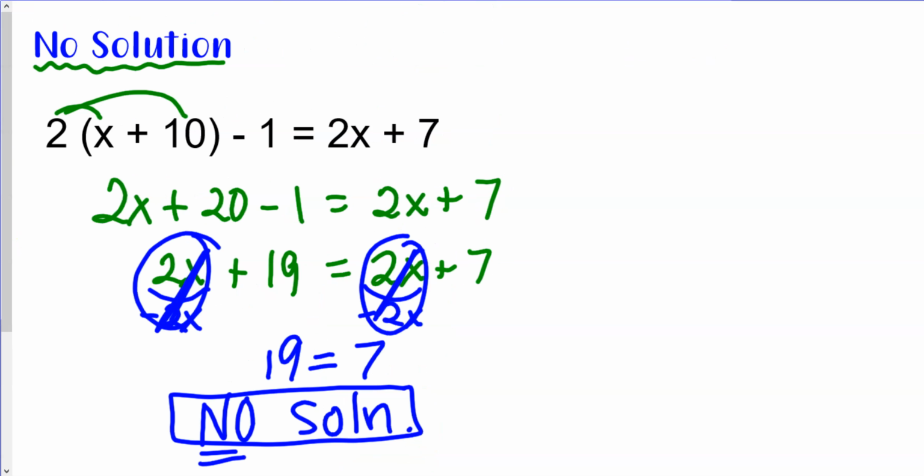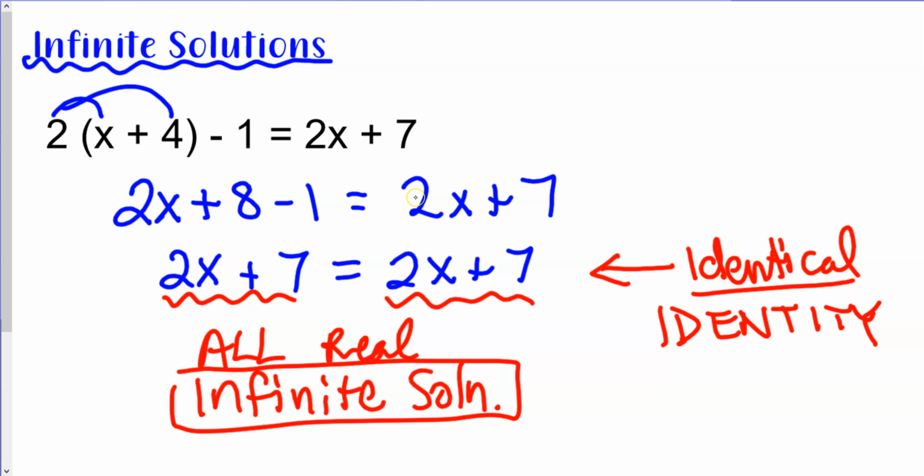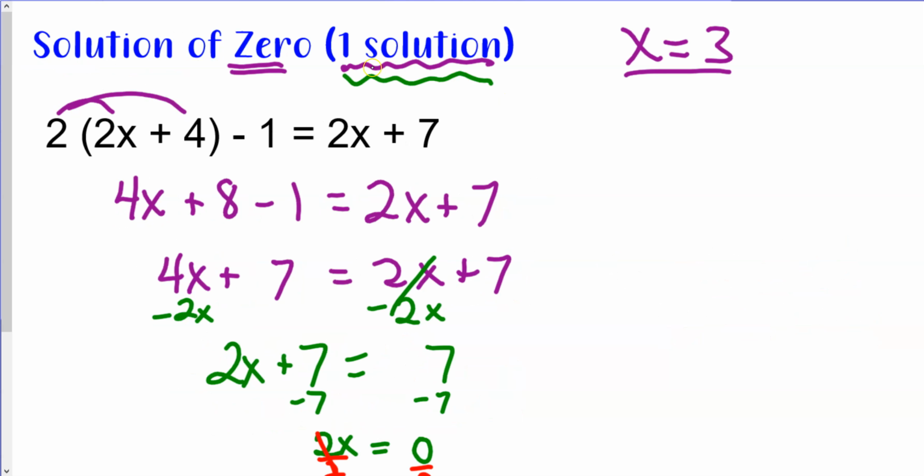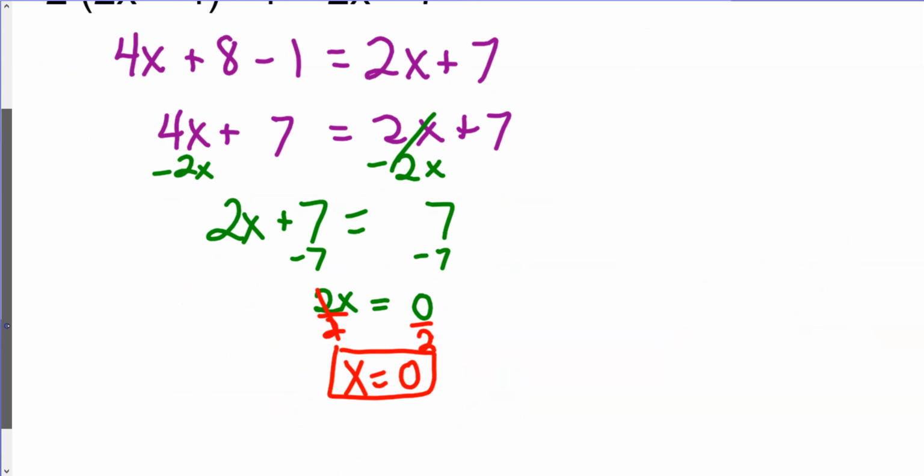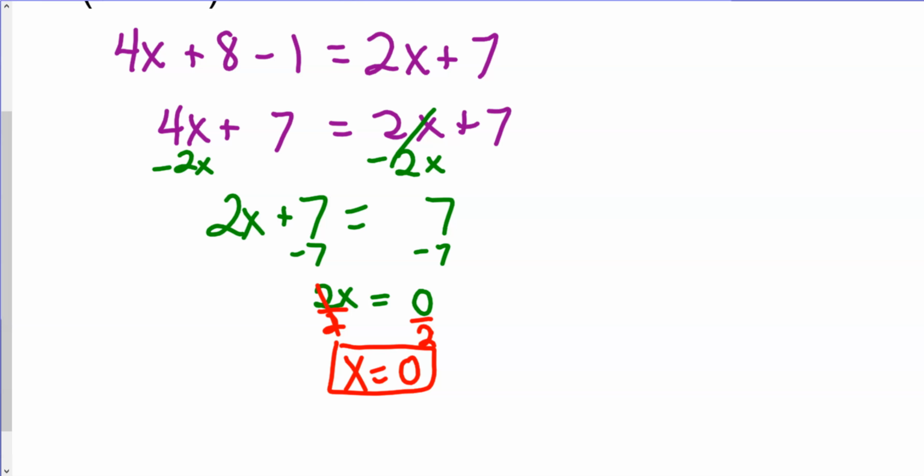So, once again, no solution happens when the variables drop out and you get an equation that isn't true. Infinite solutions happens when the left-hand side is exactly the same as the right-hand side. And then sometimes you do get a solution and it just so happens that it's equal to 0. Okay, that's it.